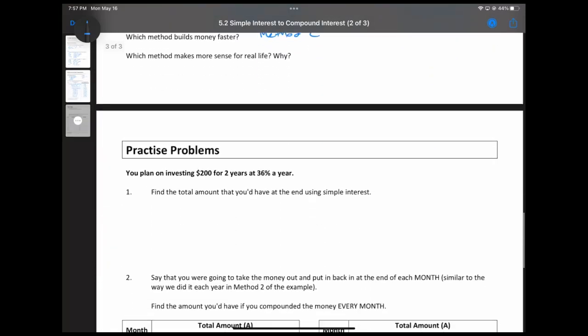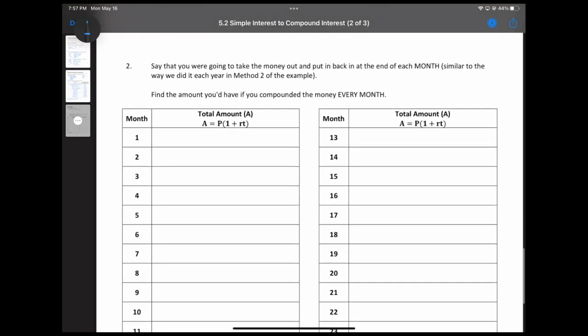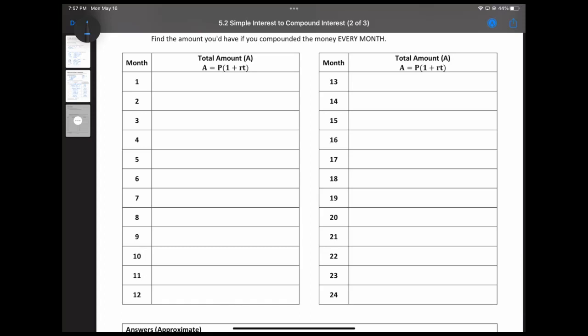Okay, so you've got some practice problems there. You're basically going to do something that's very similar to what we just did as an example. Now this one looks long, but again, if you're paying attention and you look back to the example, you'll see that there's a shortcut to do here. And so you can get all 24 of these entries pretty quickly.